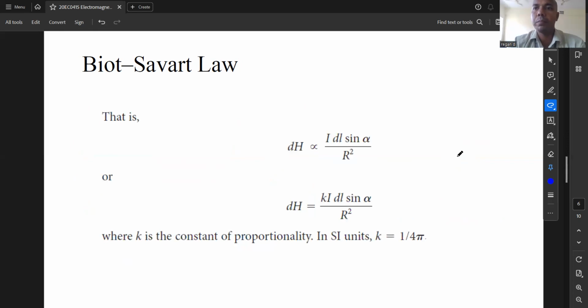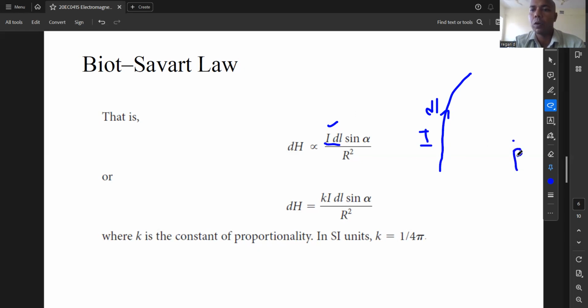Now, we can write the equations for the Biot-Savart law. What it says is that the differential magnetic field is proportional to the product of the current through the current element, that is I dL, and the angle between the current element and the point. Here is a current element dL, the current flow is I. So I dL is here, and the position is here.